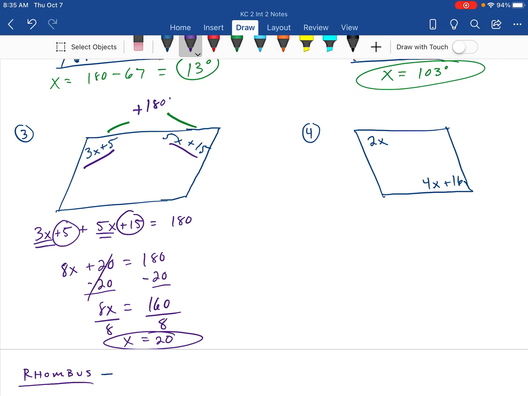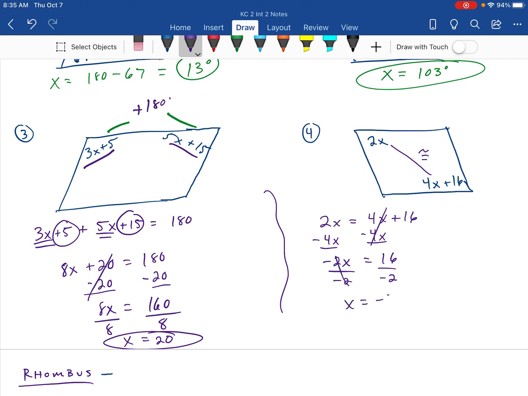And then the very last one, again, angles here are opposite to one another, so they are congruent. So I have 2x is equal to 4x plus 16. It is not supplementary here. Okay, so I could subtract 4x from both sides. It cancels out. I get negative 2x is equal to 16. Divide both sides by negative 2. x is equal to negative 8, and I'm done.